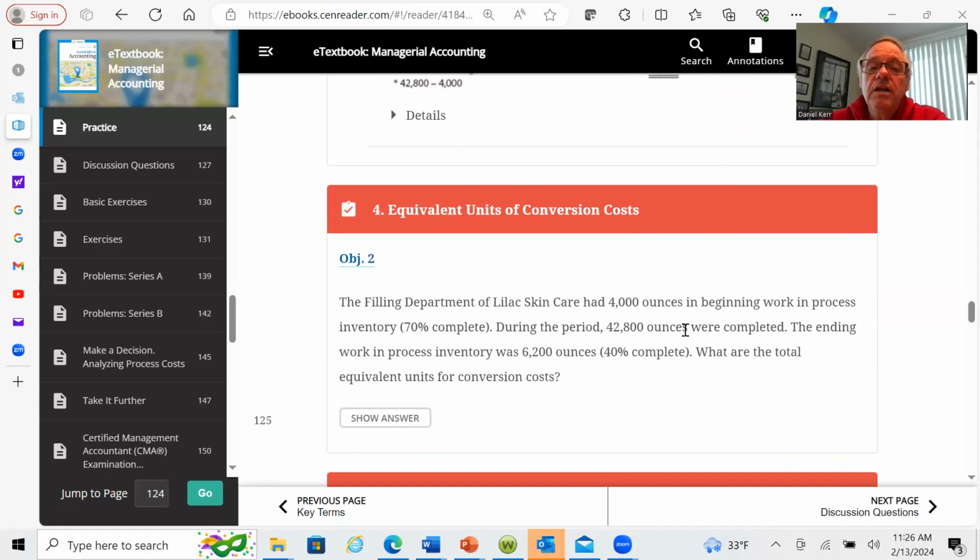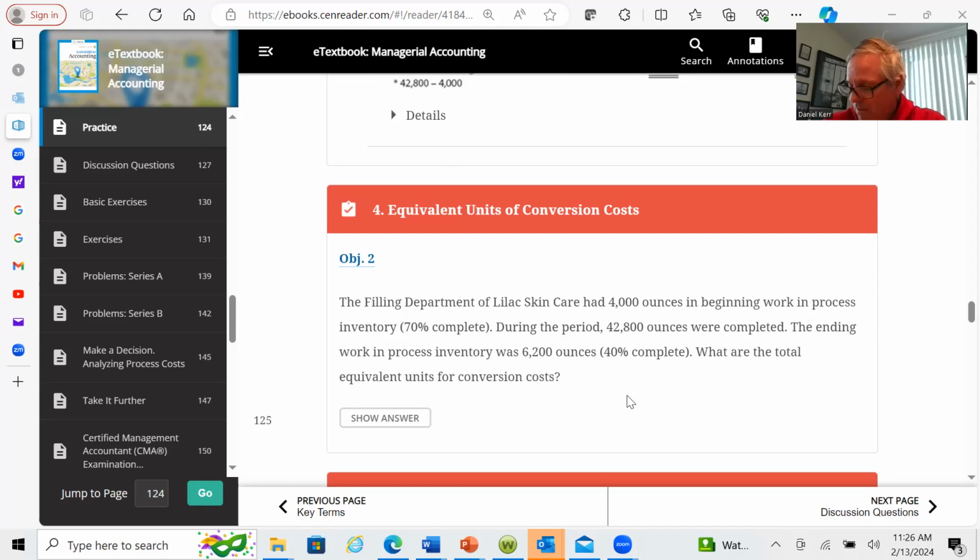42,800 were completed, but we know there were 4,000 units in beginning inventory, so that must mean that 38,800 were started and completed. And the ending work in process has got 6,200 units, which was 40% complete this period.